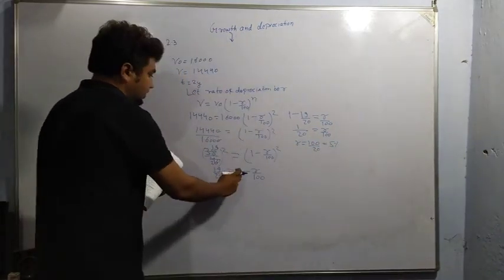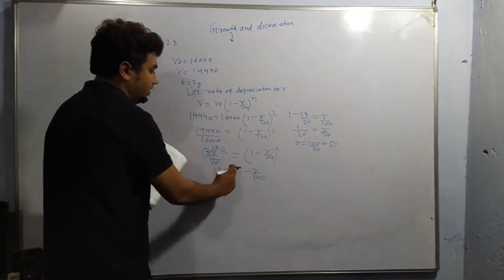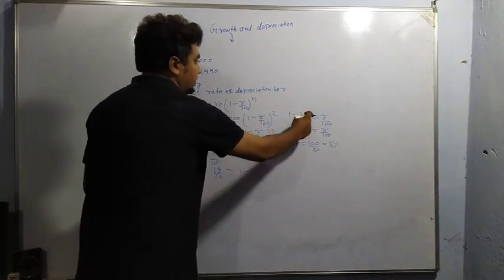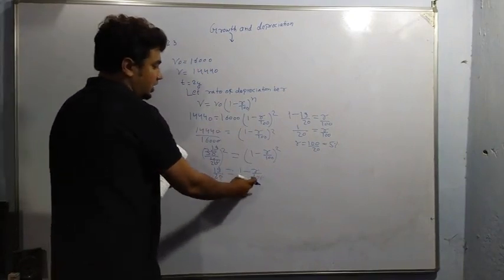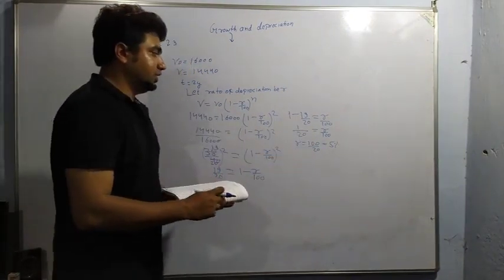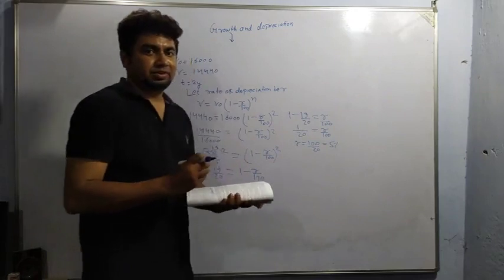So from here R is equal to 100 by 20, which is coming out to be 5%. So here we are taking this to the right side, so it becomes minus, 1 minus 19 by 20, and this I am taking to the left side, it is becoming R by 100. So from here we are getting rate is equal to 5%.